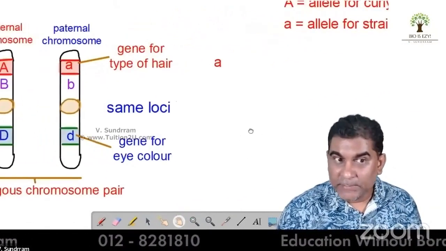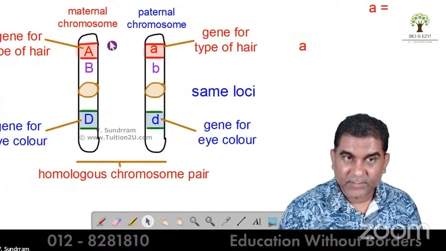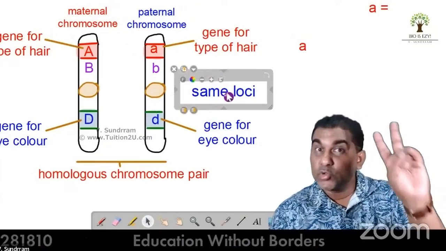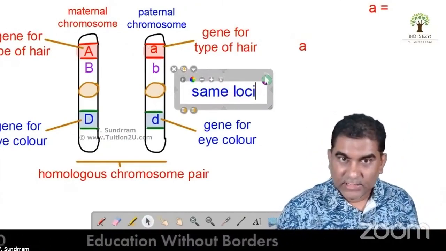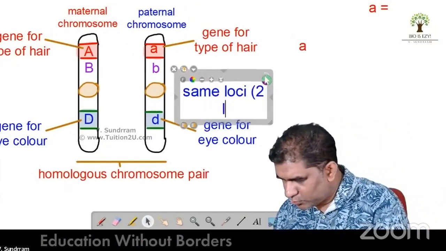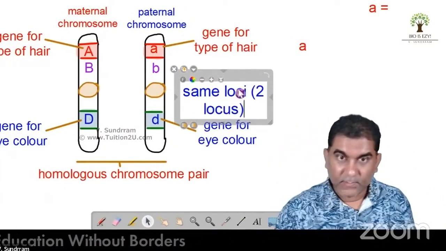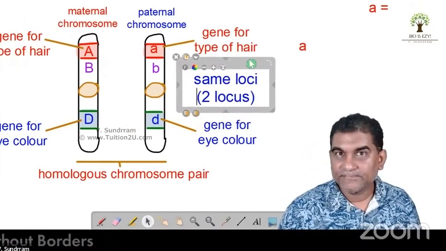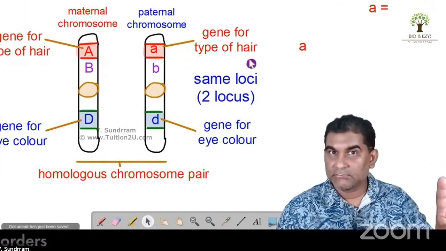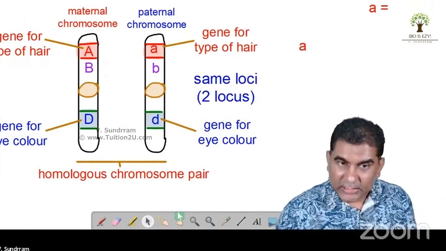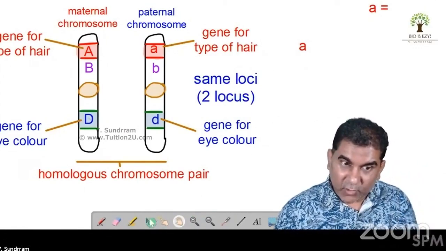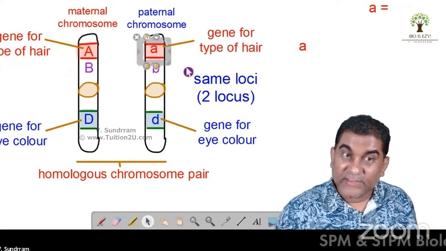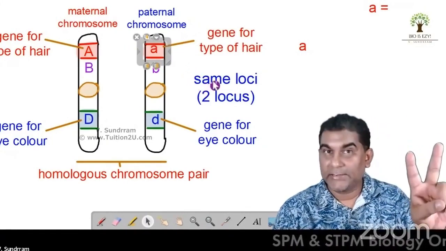A human must receive 2 alleles. Why must you receive 2 alleles? Because you have 2 locus, same loci. Locus is singular, so 2 locus, plural is loci. So for every person, for one gene, we will inherit 2 alleles.